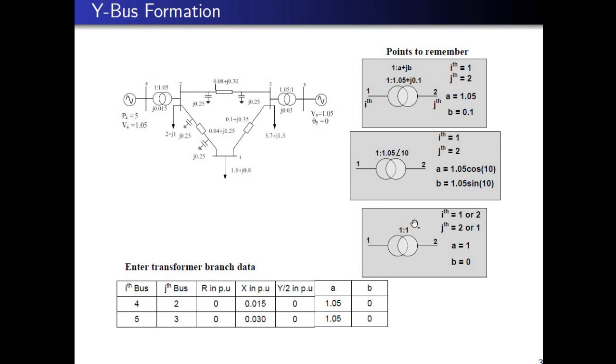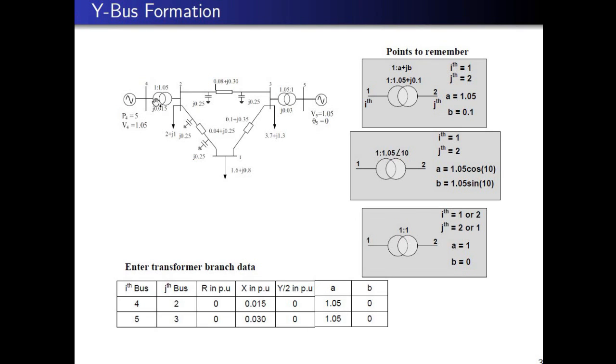One more point to be remembered is that the transformer is a normal transformer, 1:1. There is no change in magnitude or phase. There is no need to consider the ith bus as 1 or 2, and the jth bus as 2 or 1. No need to follow this convention. A is equal to 1 here and B is equal to 0 here. Similarly, we enter all the data according to this.